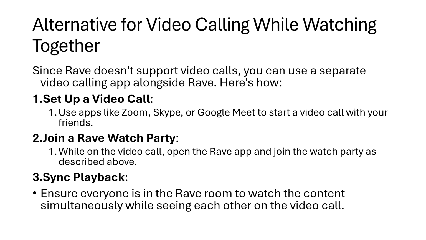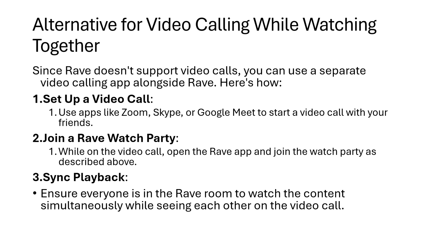So, there are other ways to do this. We have an alternative. I'll list it down: an alternative for video calling while watching together. Since the Rave app doesn't support video calls, you can use a separate video calling app alongside Rave. Here's how. Number one, set up a video call. Use an app like Zoom, Skype, or Google Meet to start a video call with your friends.